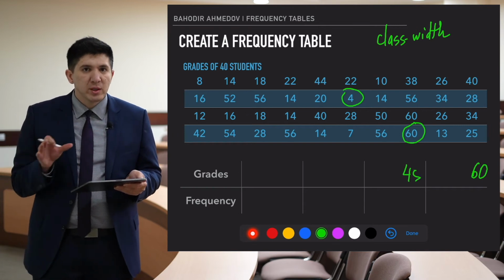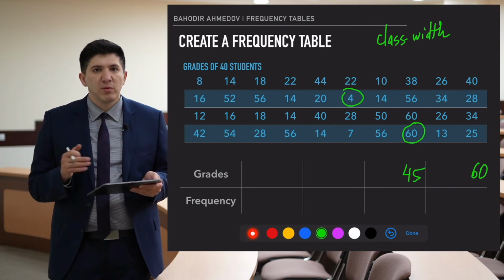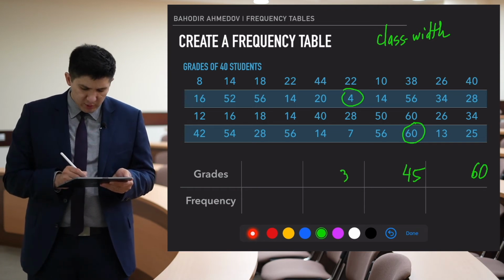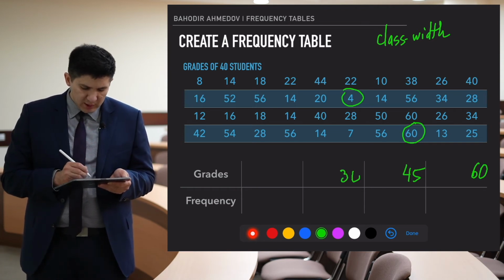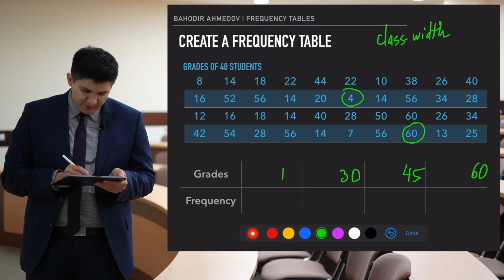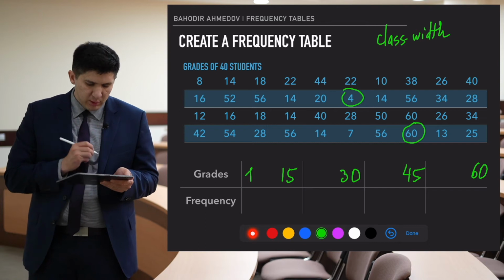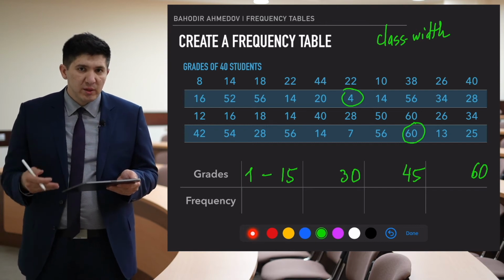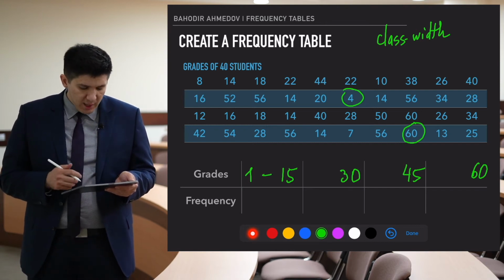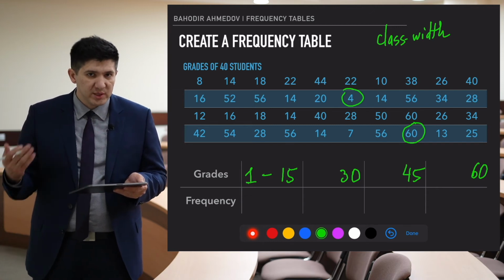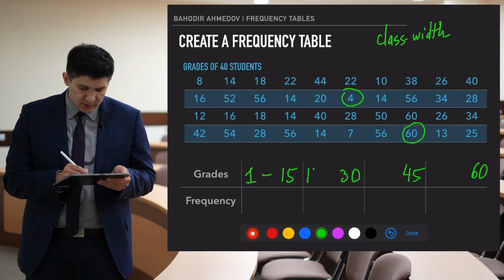If you remember, the class width is equal to the difference between 2 upper class limits or 2 lower class limits. The next one is going to be equal to 30, then the next one is going to be equal to 15. Then I can start, for example, from 1. Okay, so 1 and 15 is going to be the first class, and I can add 15 to the 1 in order to get the lower class limit of the second class. It is going to be equal to 16.